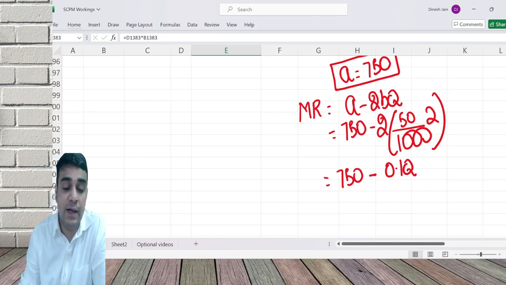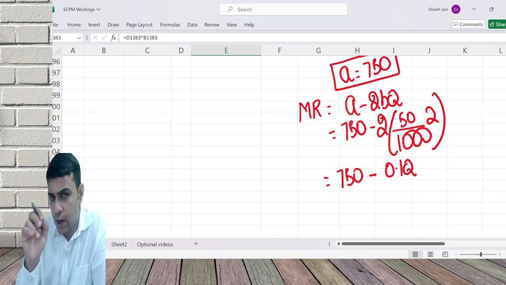The concept says equate MR equal to MC. Marginal revenue is equal to marginal cost. What is marginal revenue? Additional revenue from one unit. What is marginal cost? Additional cost of one unit.